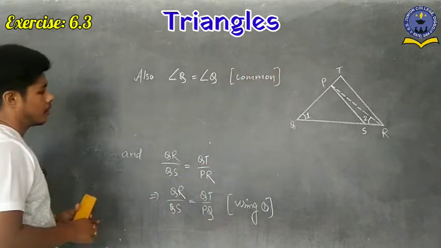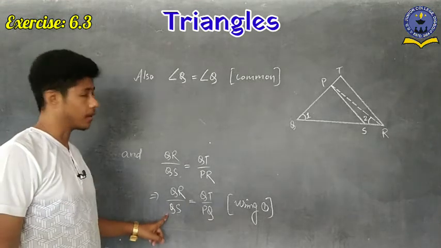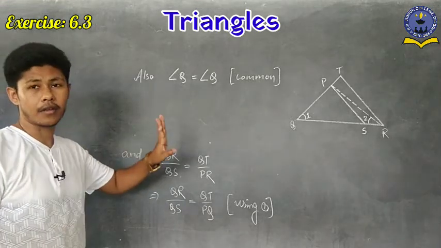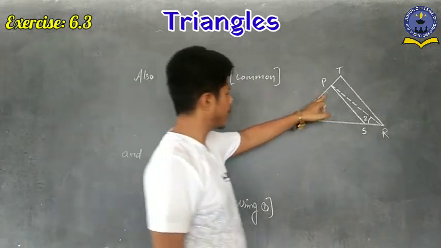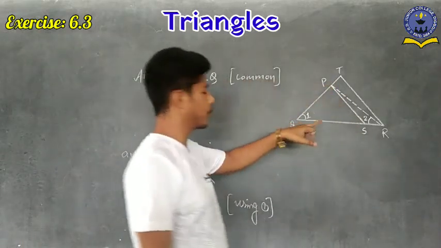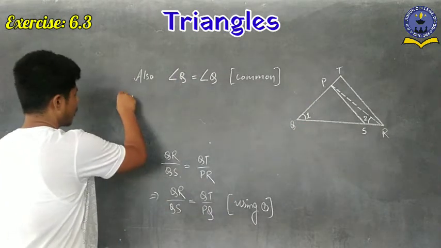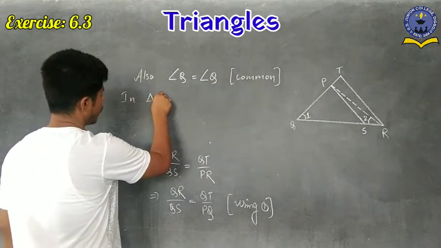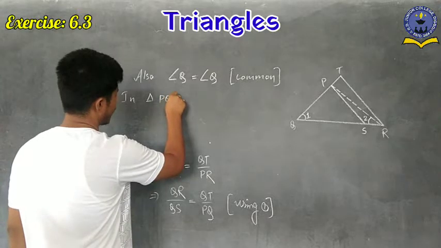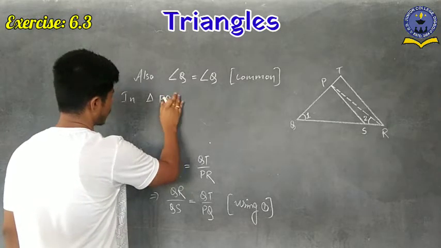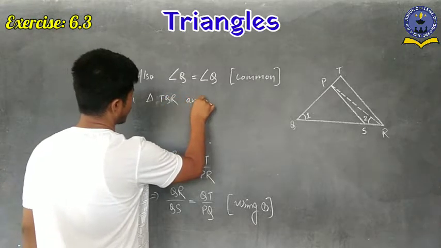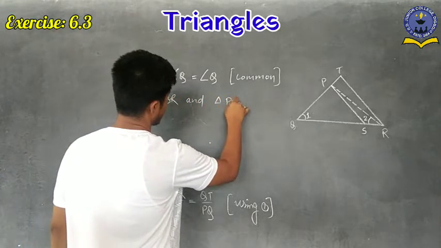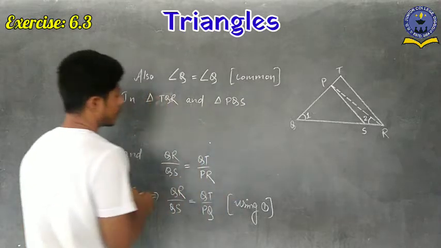Is it clear? So now here two conditions we get. One is this one, another one is this one. So if you want this one, then how can we write? In triangle TQR and triangle PQS. So in this way we have to write. In triangle PQS, or you can write TQR also, same thing. In triangle TQR and triangle PQS. Is it clear?